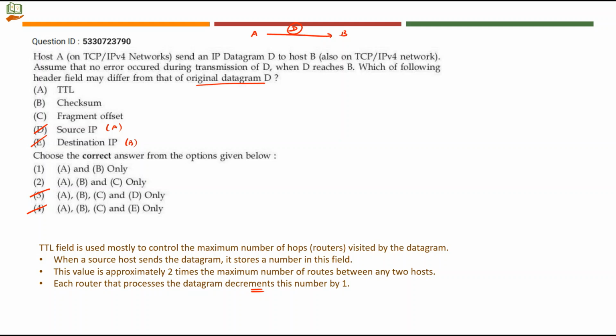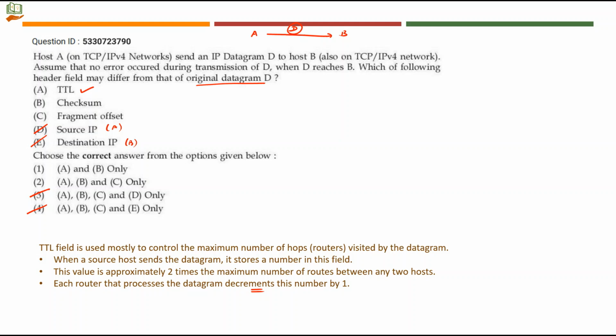So imagine there are 10 routers in between. When you reach the 7th or the 8th router, the number will be 1 or 2 only. So for every router, this value will be changing. So TTL is in. The header field may differ from the original datagram is the question. So TTL will definitely differ. And we know TTL is a part of the header.